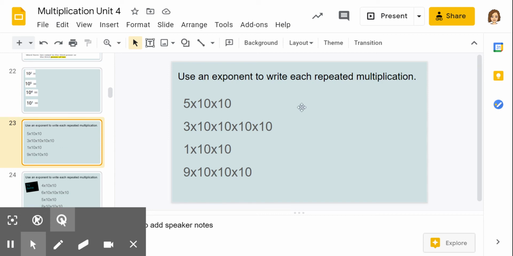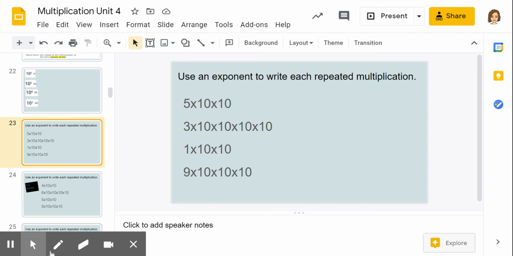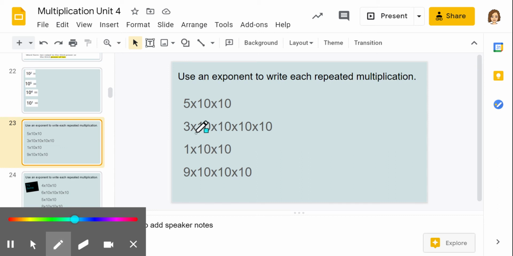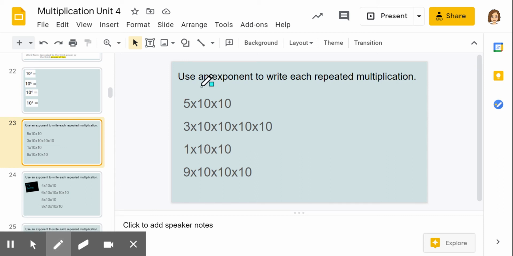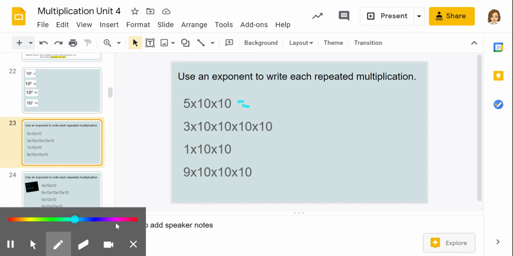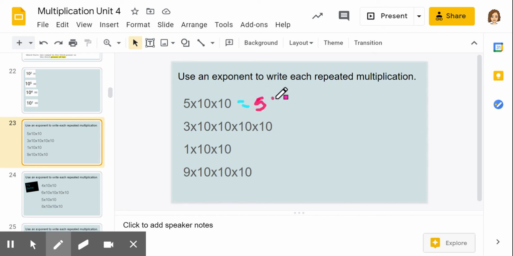Okay, another way to look at this is to go the opposite way right now. Since we know what the exponents and the base to the power of 10 are, now we're going to use an exponent to rewrite each repeated multiplication. So 5 times 10 times 10 is the same thing as 5 times, what's my repeated factor? 10 times 10. What's going to be my exponent? I have 1, 2 10s, so 5 times 10 to the power of 2, okay? So that's how we write those.